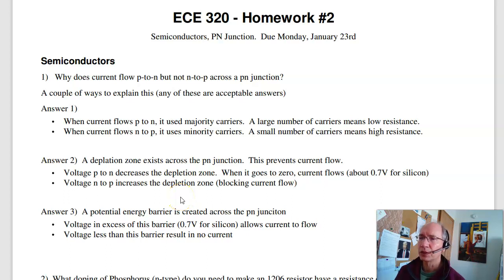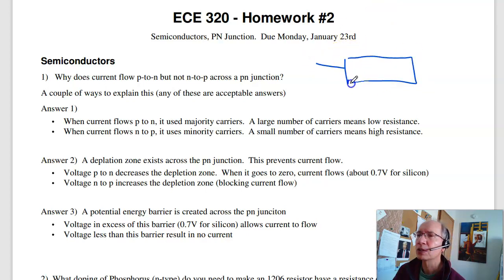Here are solutions to homework set number 2 for ECE 320 for spring 23. The first question deals with semiconductors. When you dope a semiconductor, you have p-type and n-type. If I put the two types together, I get a diode.